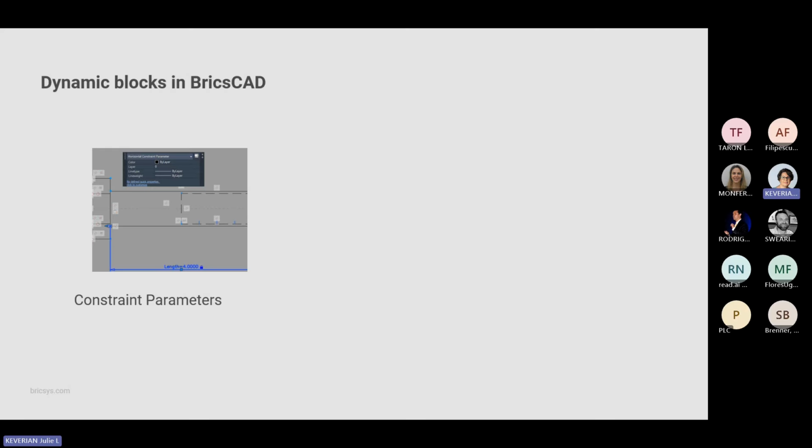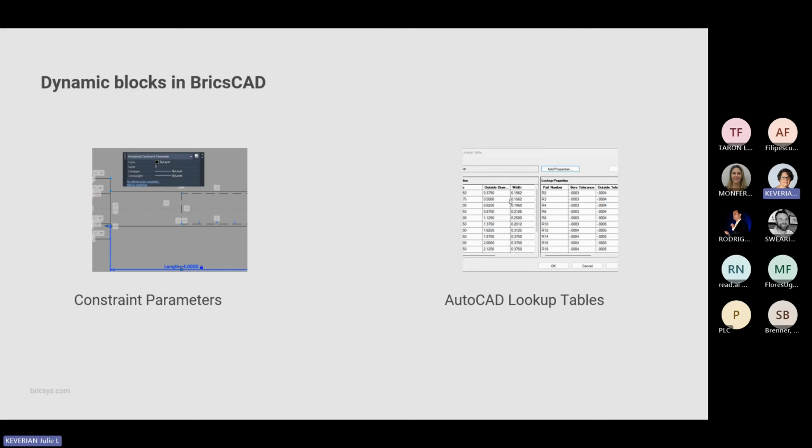Those we cannot edit and we cannot create, but you can still manipulate any dynamic blocks with constraint parameters in BricsCAD, just like you've done previously. If you've seen V25 or earlier, we can still manipulate how those were designed, but we don't support editing them yet. And also the same with AutoCAD lookup tables.